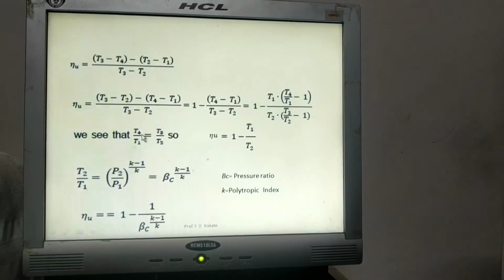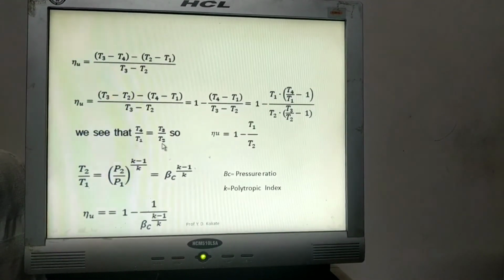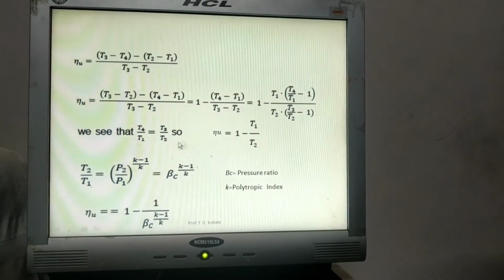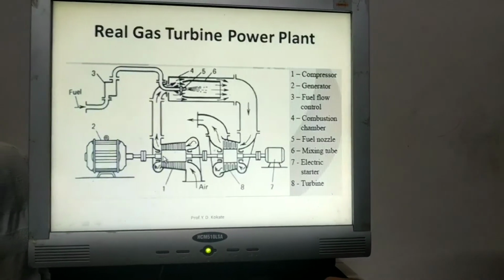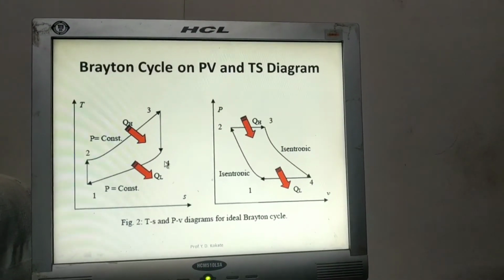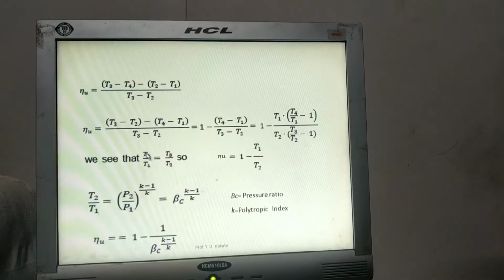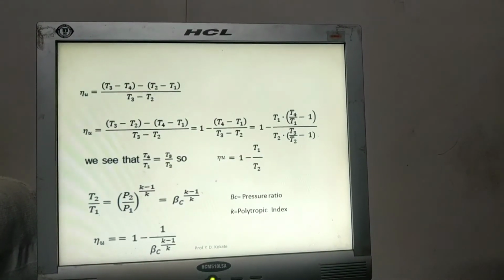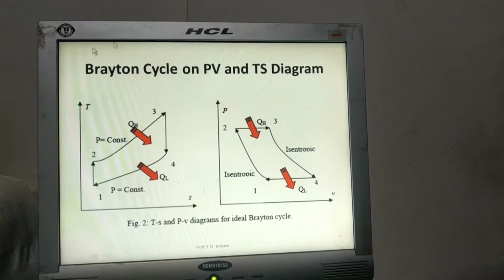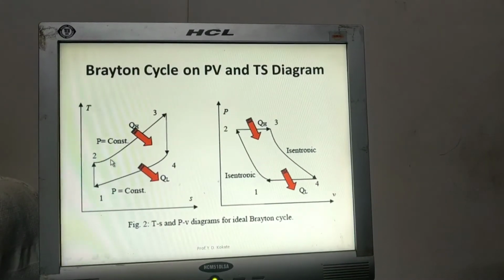Now as we know, T4 upon T1 is equal to T3 upon T2, because this is a constant pressure process, so these ratios will be the same. If you see over here in the PV and TS diagram, the ratios of these, that we already calculated over here, T4 upon T1 and T3 upon T2, are the same.